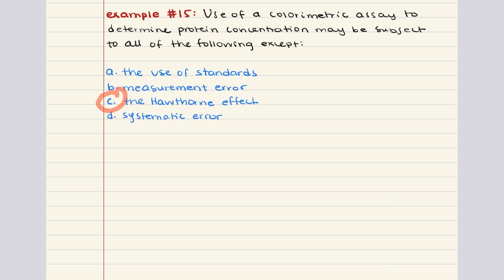Now let's still work through D. D says systematic error. This can be subject to systematic error. Systematic biases like incorrect calibration or consistent operator errors can affect the assay's accuracy. So once again, the correct answer for problem 15 is C. Because the Hawthorne effect does not apply to non-human lab processes, C is the correct answer.